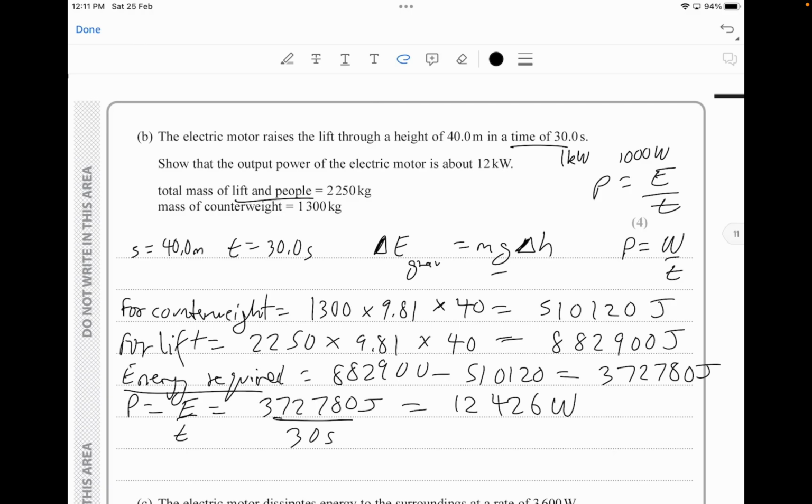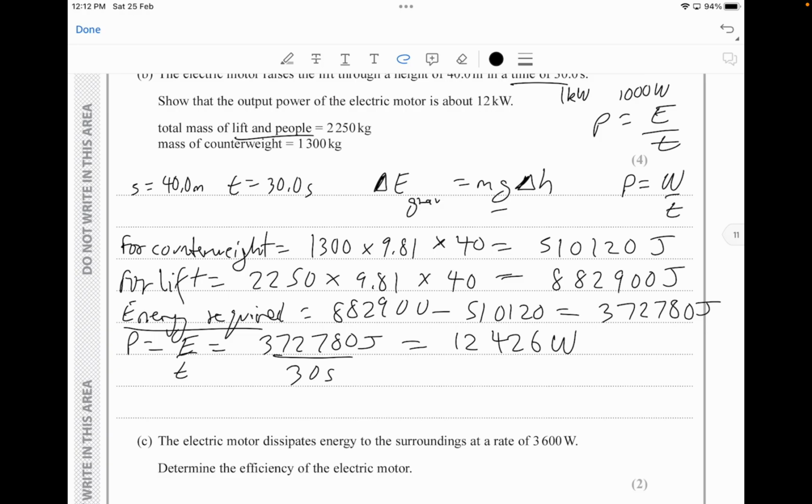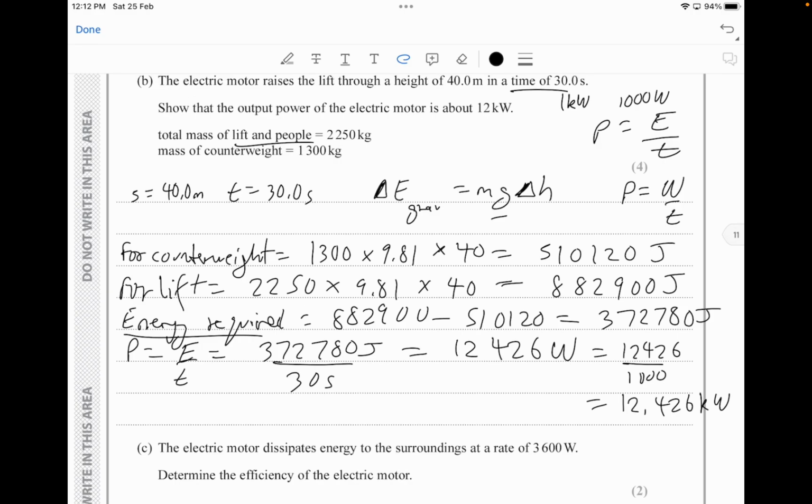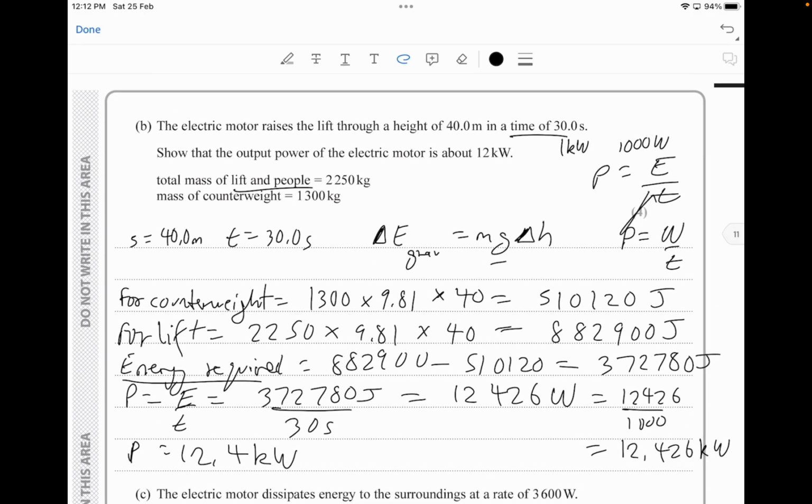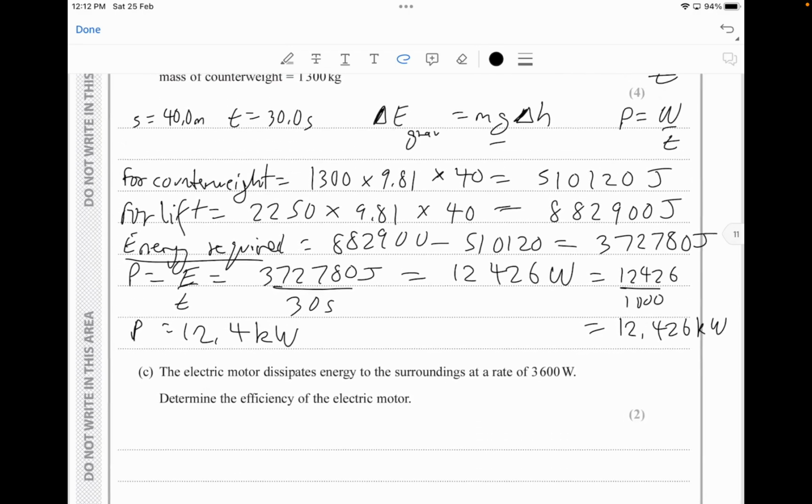12,426 watts. Since we have to show that it's in kilowatts, we have to divide this by 1,000. So 12,426 watts divided by 1,000. It's better to show it in kilowatts. So you're going to get roughly 12.426 kilowatts of power. So the power is going to become 12.4 kilowatts. This is going to be an answer for a maximum of about 4 marks. Okay, alright. Let's move on to the next question.